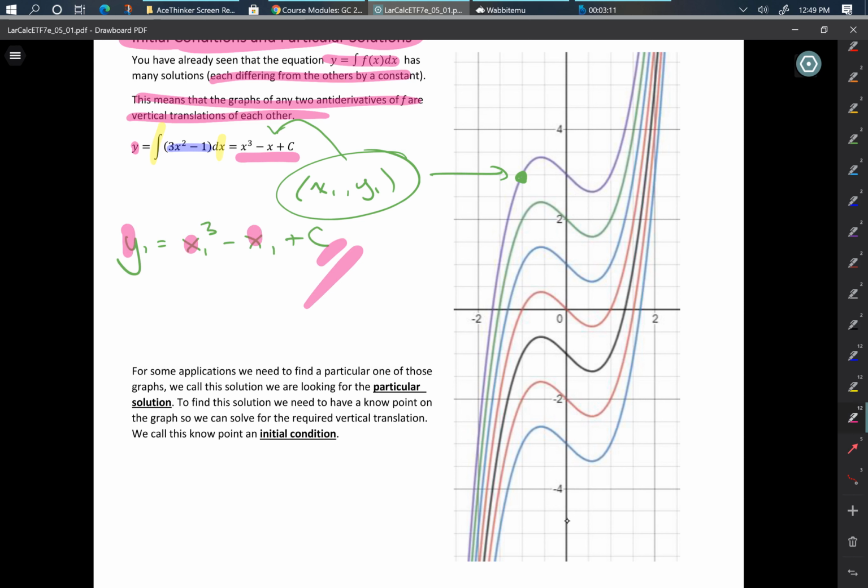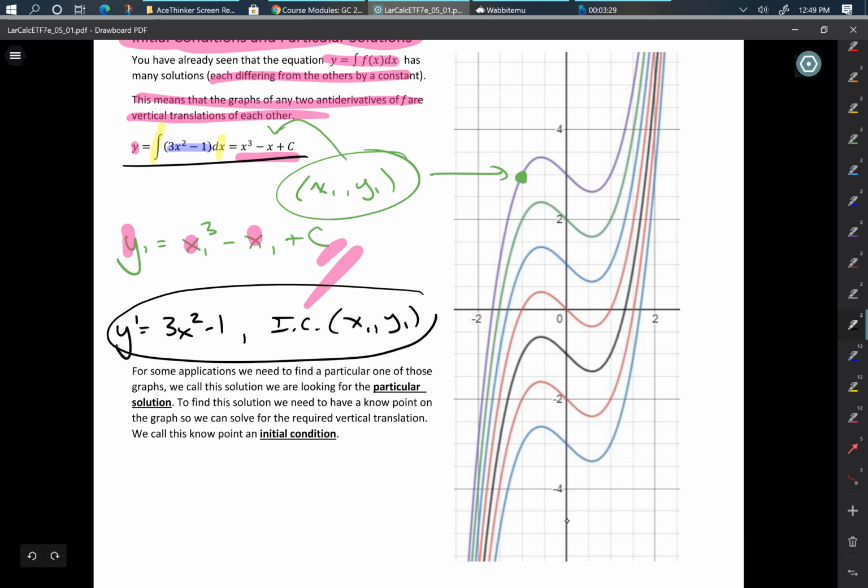And why is it a first-order differential equation? Well, because we could rewrite the original statement up here and say that y prime equals 3x squared minus 1 with the initial condition of whatever that x sub 1, y sub 1 is. And when you solve this, you're going to get this equation right here with the known value of c.